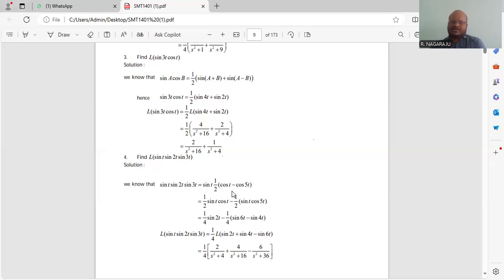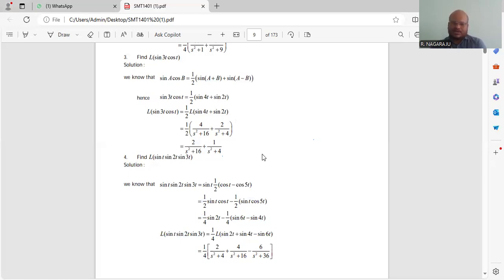So for sin 2t and sin 3t, the formula is 1 by 2 of cos(A minus B) minus cos(A plus B). That is nothing but 1 by 2 of (cos t minus cos 5t). And after this, whatever result you get, you have to multiply it by sin t. Then you can apply sin t into cos t, and sin t into cos t. So you will get 2 sin a cos a, which is nothing but sin 2a.